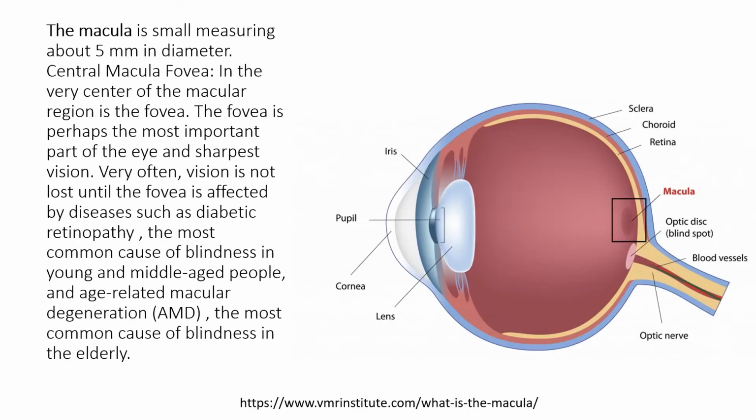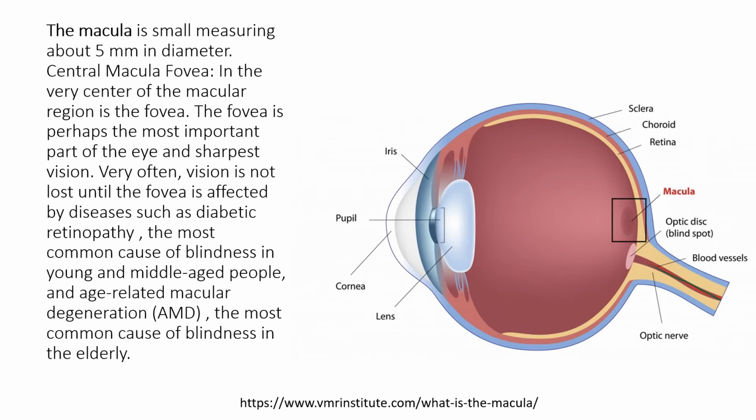So a quick little reminder here, because you'll get this in Dr. Rabatsky's class, but the macula is small, measuring about 5 millimeters in diameter, and then the central area is the fovea. So looking at the picture there, it is the little box with the red writing macula there, and then the fovea is the pit in the center of that, and that's going to be where the sharpest vision is.